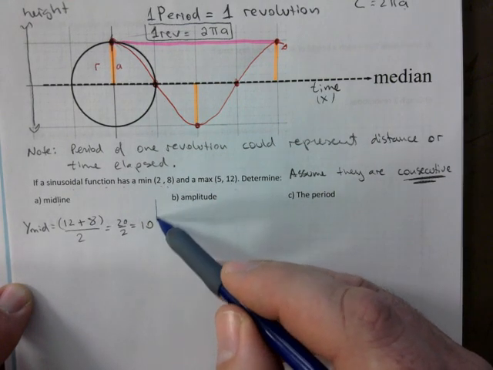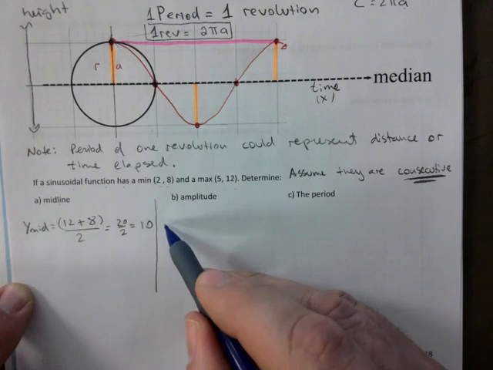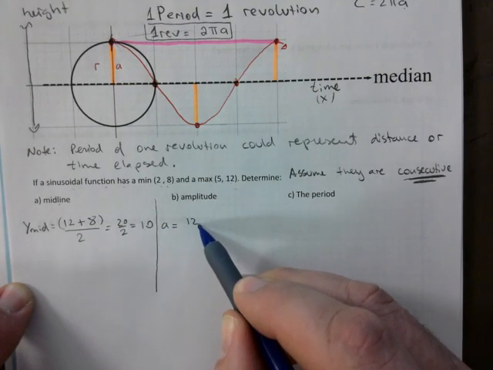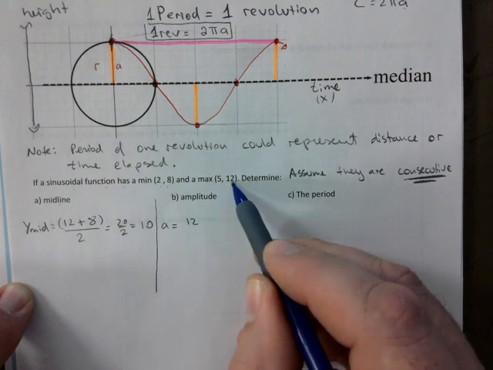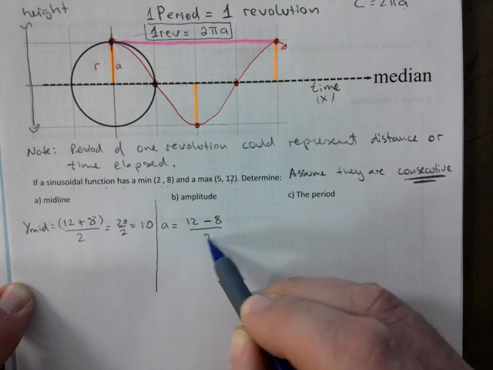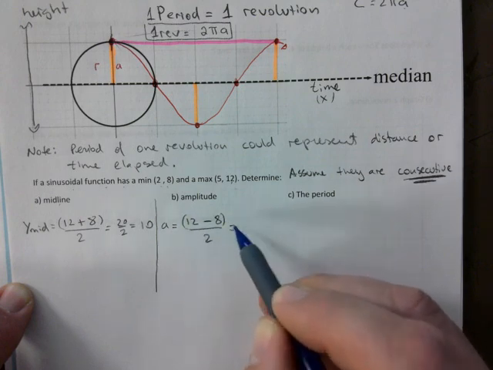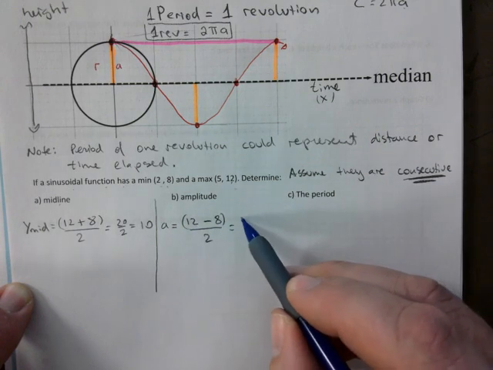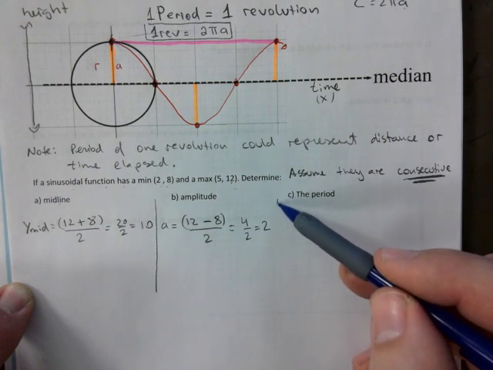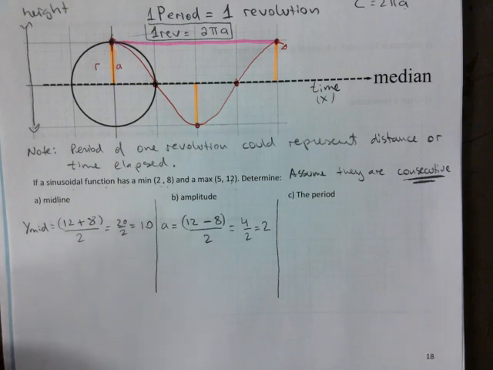What about the amplitude? Amplitude would be the max. What's the equation again? Max minus min divided by 2. 12 minus 8 is 4. Divided by 2 is just 2. So that's your amplitude. No big deal there. But what about the period?